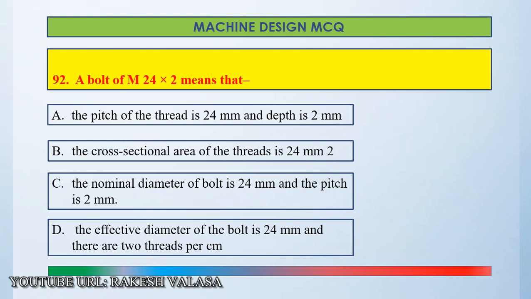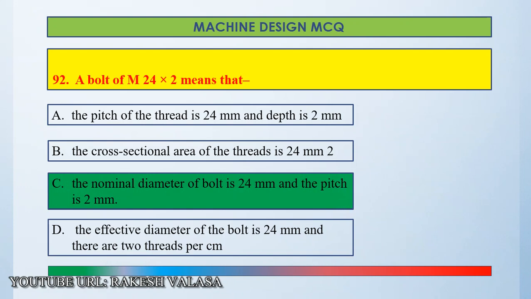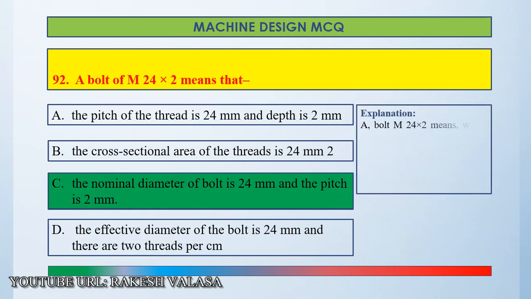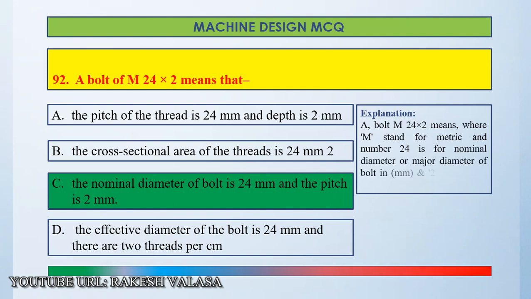The correct answer is option C. The nominal diameter of the bolt is 24 mm and the pitch is 2 mm. Let us see the explanation. A bolt M24 into 2 means where M stands for metric and number 24 is for nominal diameter or major diameter of bolt in mm and 2 is the pitch of the threads in mm. So the correct answer is option C.